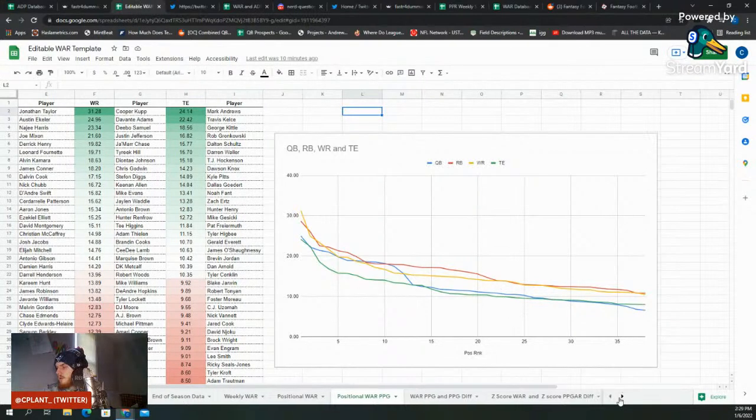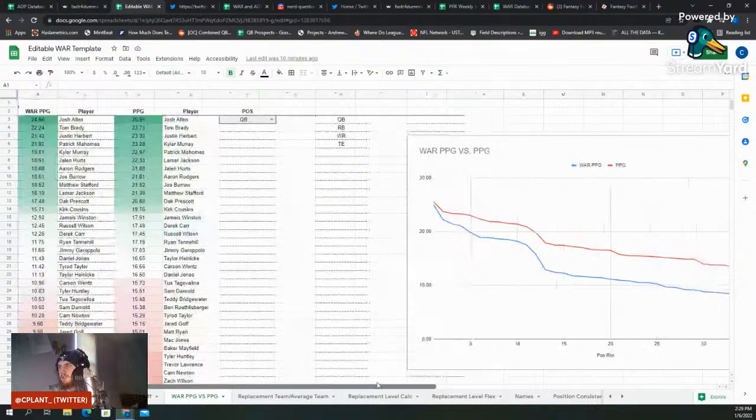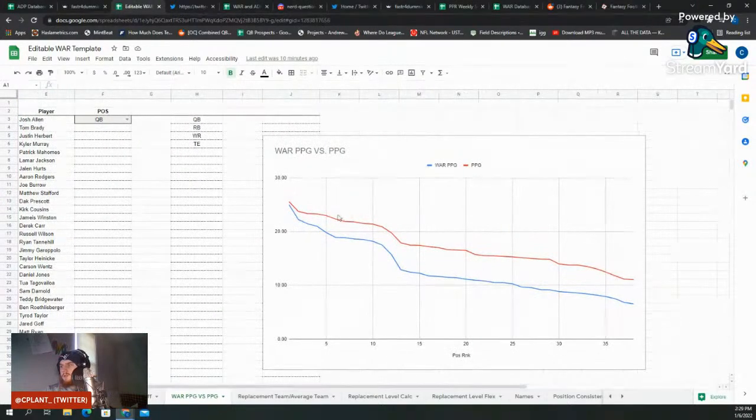And I want to show you WAR points per game versus points per game at the quarterback position. This also illustrates it pretty well. You can see this is the actual points per game that quarterbacks score by their position rank, and then this is the WAR points per game.